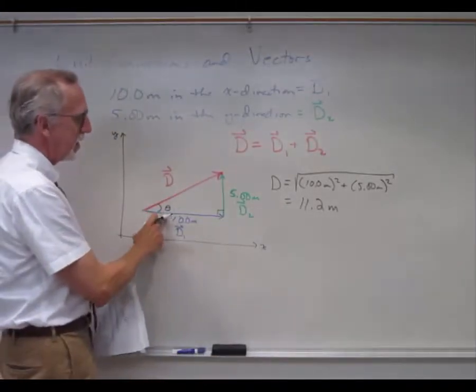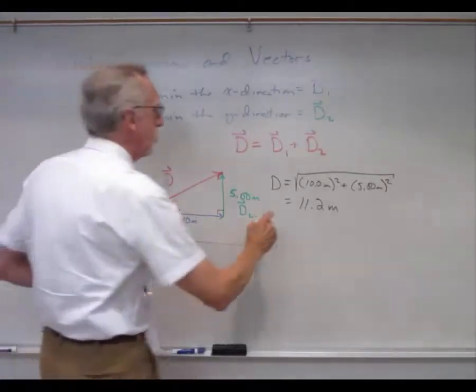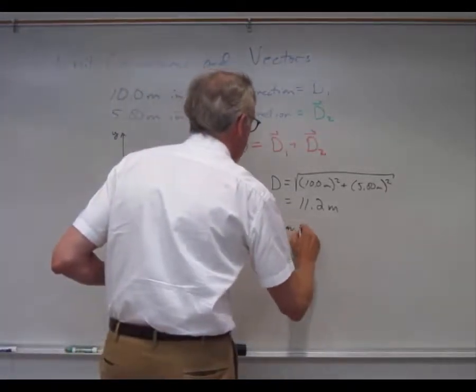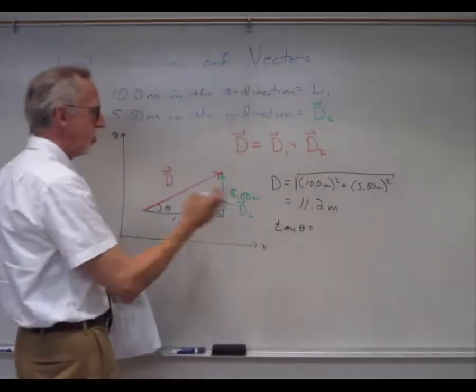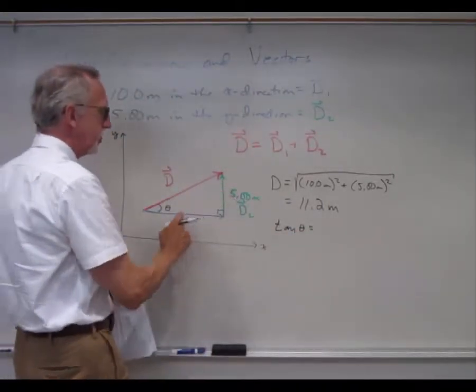Now, how do we find the angle? Well, we remember trigonometry. We know that tan theta is equal to opposite over adjacent. In other words, 5 over 10.